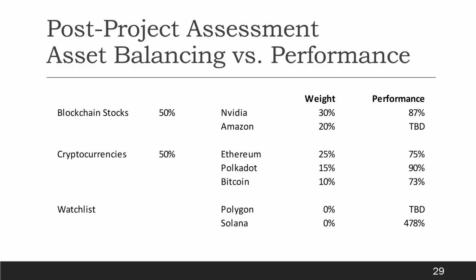Then there is the watch list. To date, keeping Polygon off the buy list was a good call. It would have been fortunate had I justified putting Solana on the buy list just at 5%.